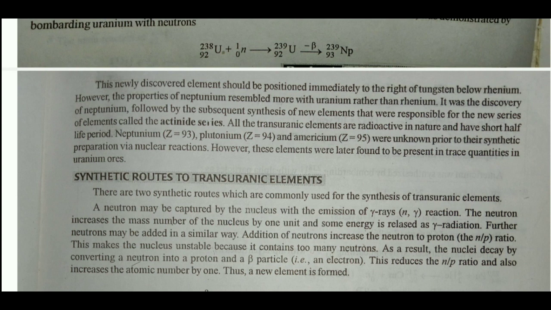All the transuranic elements are radioactive in nature and have short half-life period. Neptunium, plutonium and americium were unknown prior to their synthetic preparation via nuclear reactions. However, these elements were later found to be present in trace quantities in uranium ores.